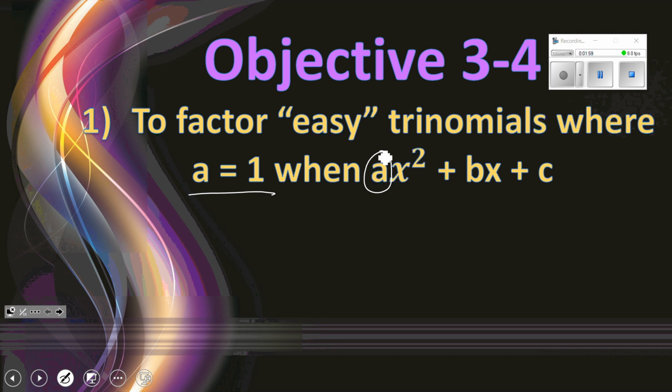If I was looking at this trinomial, it might say something like x squared plus 3x plus 2. Does that make sense? A, B, and C are the coefficients or the constants, the numbers in front of the variables. Is there a 1 in front of the x squared? Yes, it's understood to be a 1 right there. So that's the type of trinomial we are going to be looking at today. Should be easy peasy.